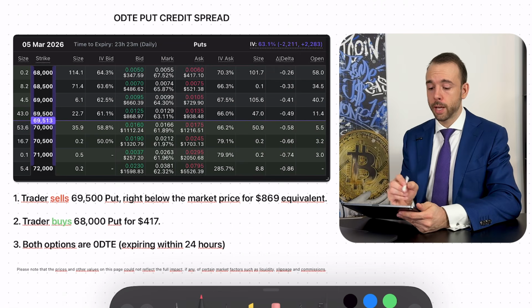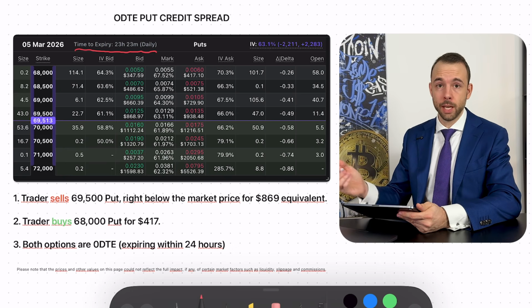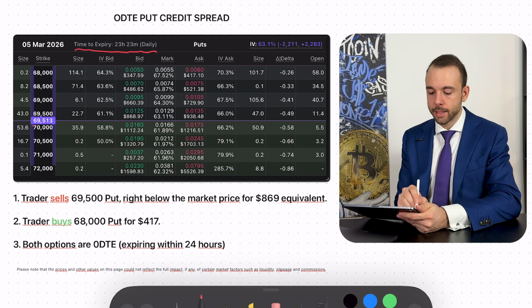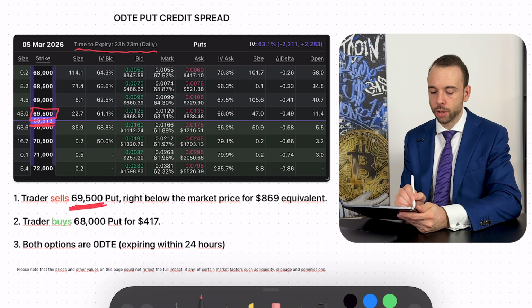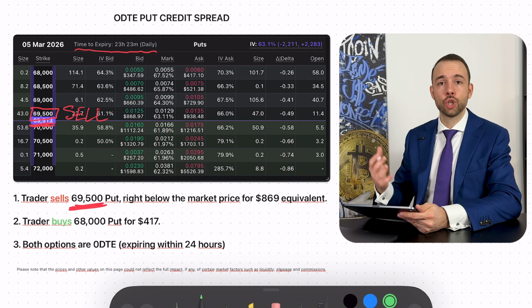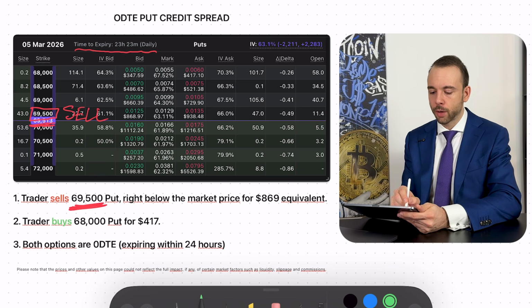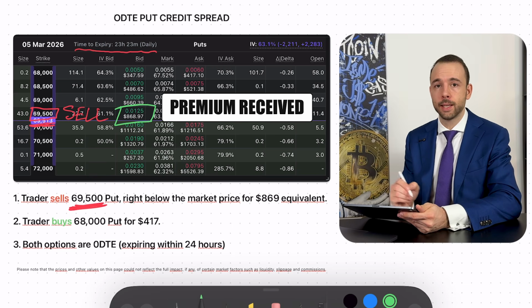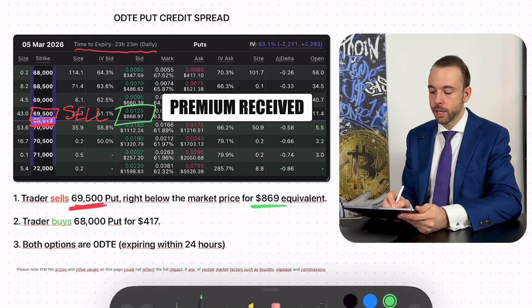$69,500. So the trader opened the option chain with time to expiry less than 24 hours, so zero DTE options. As the price of Bitcoin is at $69,500, the trader looks directly at the strike price which is at the current market price. In this case, this is a strike price of $69,500, and the trader sells this put option. For selling this put option, the trader receives a premium equivalent to $869. The trader receives this premium directly after the put option is sold.